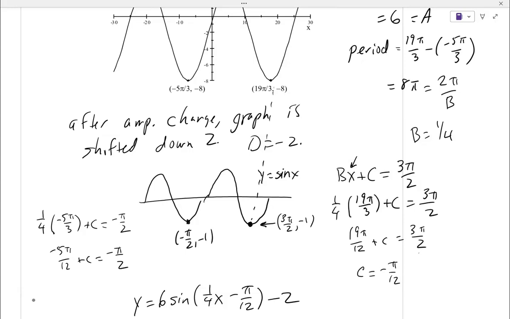It looks like it's a different C, but really all it does is shift it one period over, and it plops it on the same graph. So that's okay. There is more than one right answer to these. Answer your question? Okay.